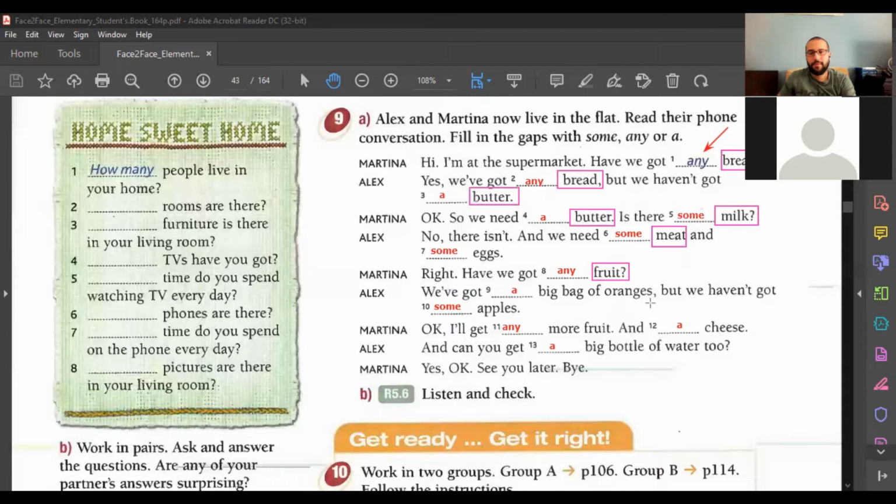Oranges. Uncountable oranges? You can't count oranges. You can't say 1 orange, 2 oranges, 3 oranges, 4 oranges. I can't here. But here, oranges countable here. I don't know.